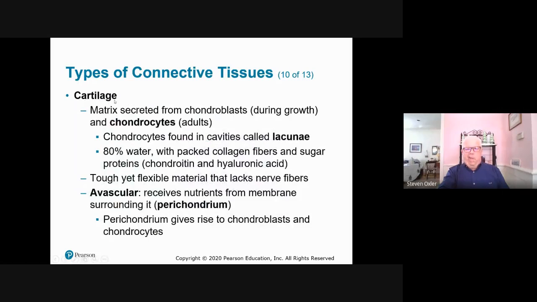Cartilage, a big part of connective tissue. It is made from chondrocytes. It is maintained by chondroblasts. It is maintained by chondrocytes. It is avascular. It has no blood supply. Cartilage has no blood supply.